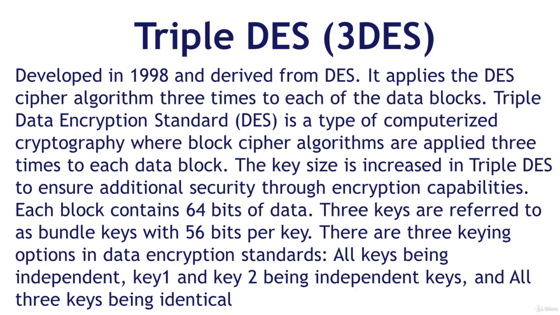The key size is increased in triple DES to ensure additional security through encryption capabilities. Each block contains 64 bits of data. 3 keys are referred to as bundle keys with 56 bits per key. There are 3 keying options in data encryption standards: all keys being independent, key 1 and key 2 being independent keys, and all 3 keys being identical.